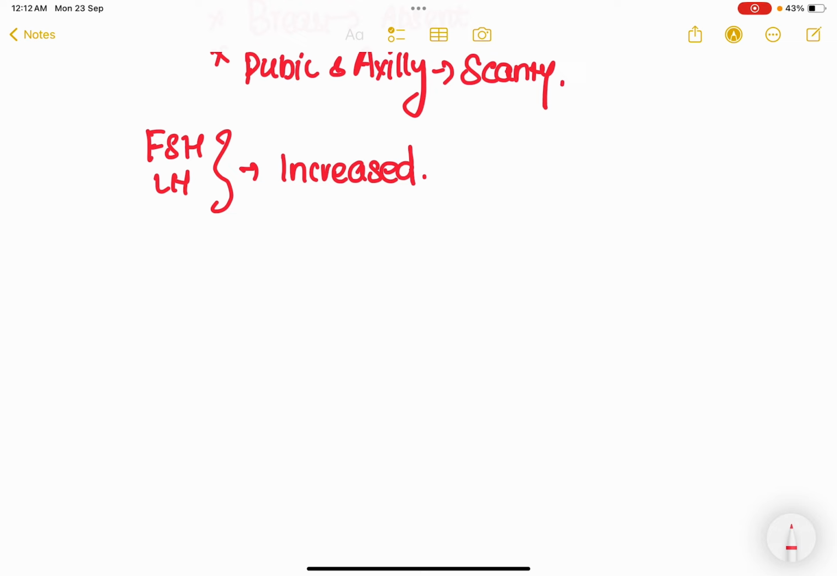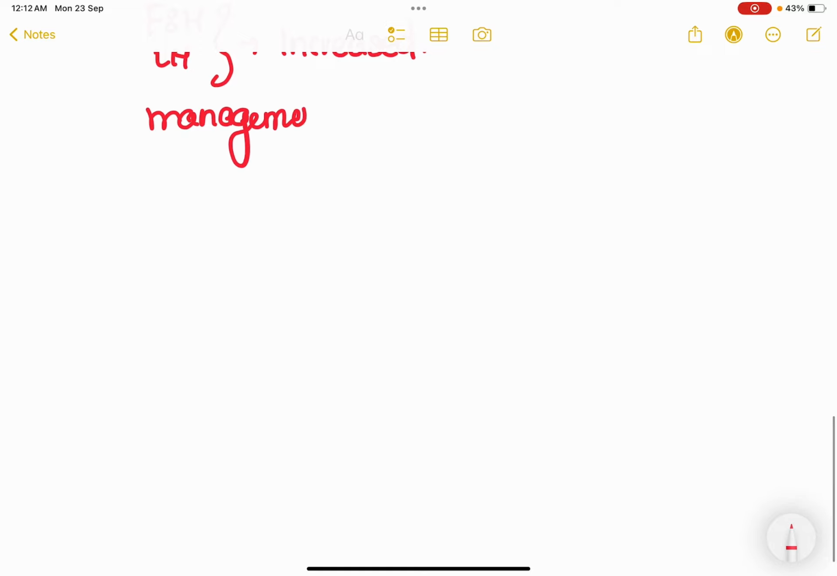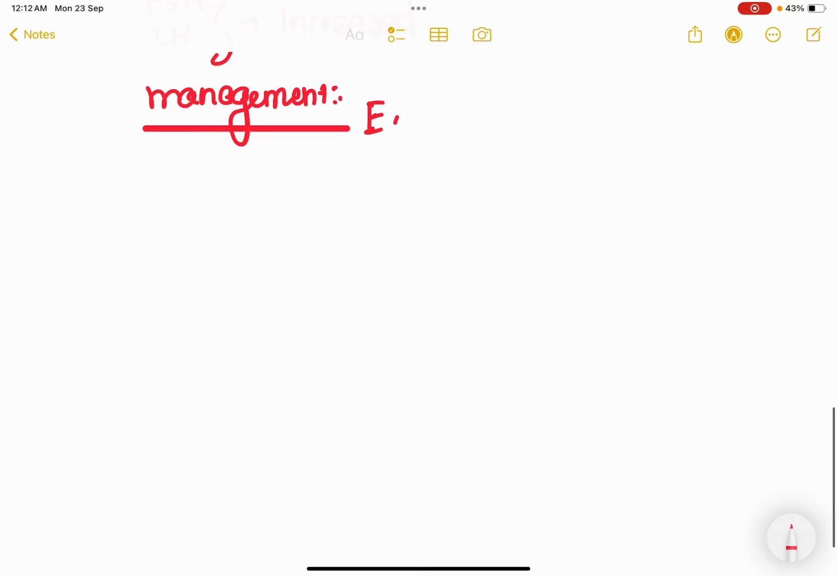Is that clear? Okay, so since the external genitalia is going to be female external genitalia at birth, these patients are going to be taken as female at birth. So what is the management you can do in this patient? You can let this patient be a female child. So what is the treatment of choice? The treatment is that you have to administer estrogen for this patient.